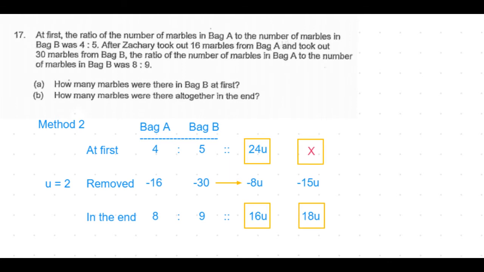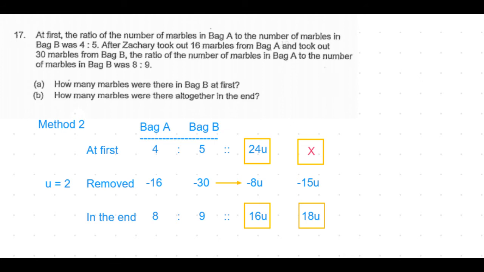Now let's try the next number. It's just like a guess and check. So now we try the 8 is to 9 end ratio as 16 units and 18 units. So 16 units in bag A before taking out 8 units would have been 24 units. If bag A is 24 units at first, bag B should have been 30 units. 30 minus 15 units, answer is 15 units. But here in the end we have 18 units. So this is also not a feasible solution.